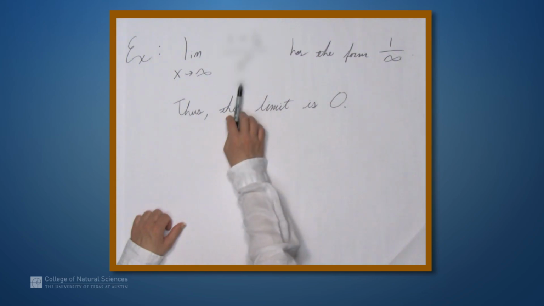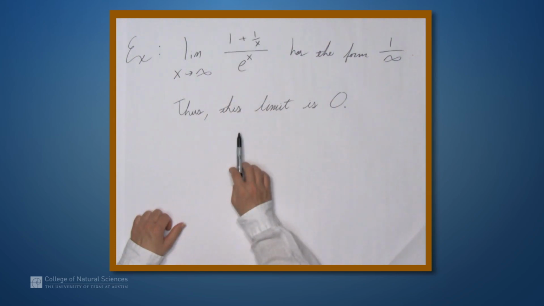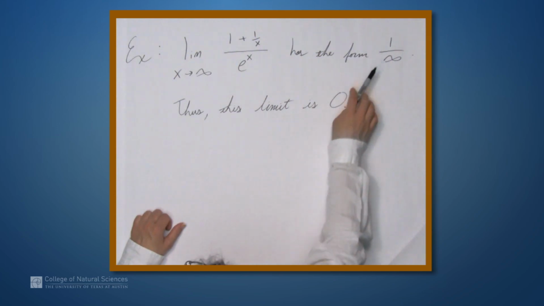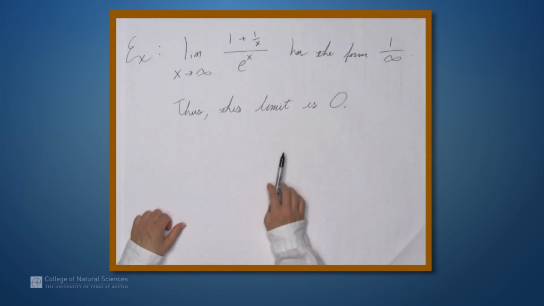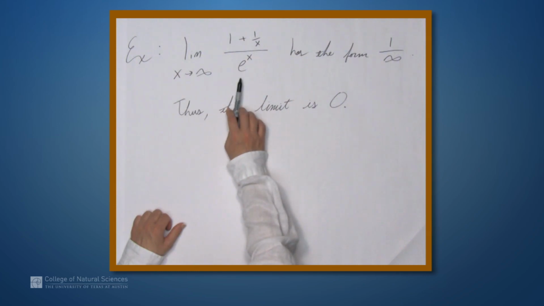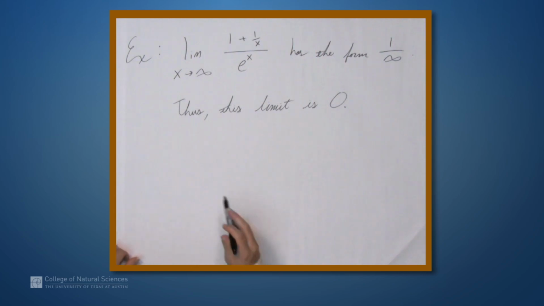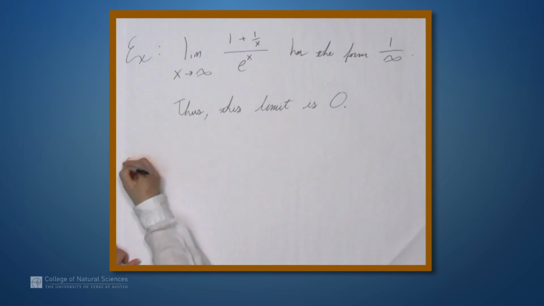So now, if we reveal what this function is, we see that it's 1 plus 1 over x all over e to the x. This has the form 1 over infinity, and the limit is, in fact, 0. But we didn't need to know this particular expression to know what the limit is. All we needed was the form. Let's look at another example.